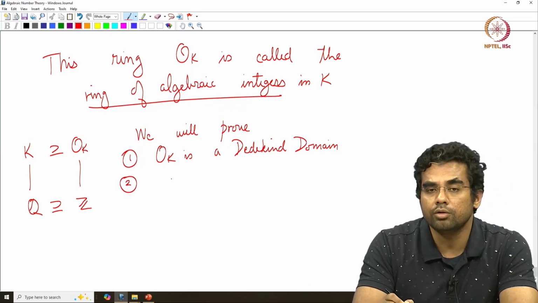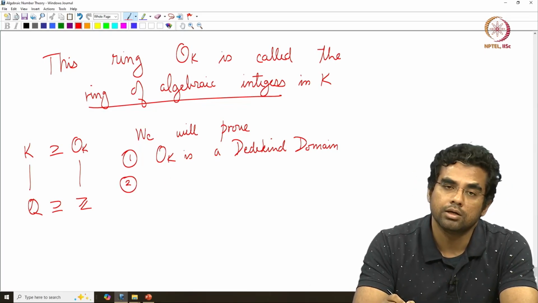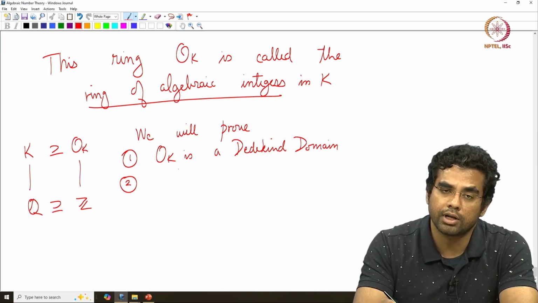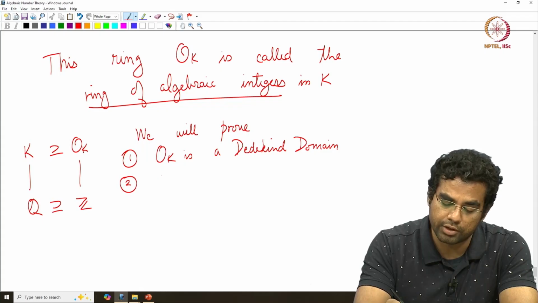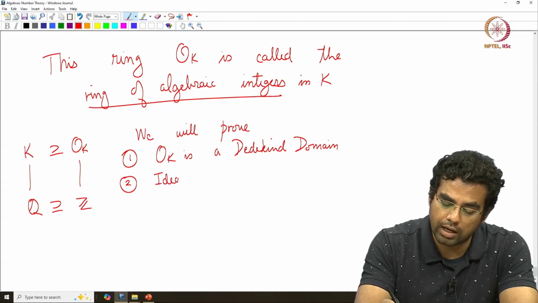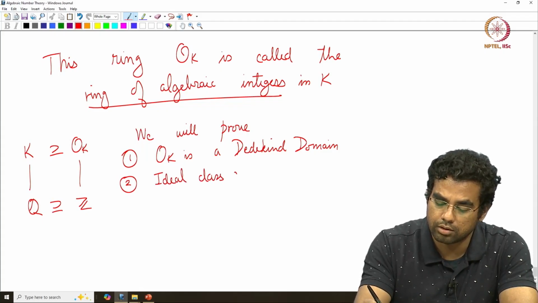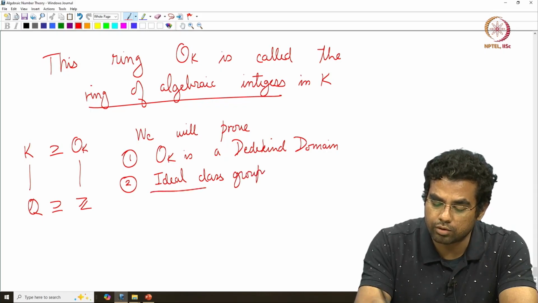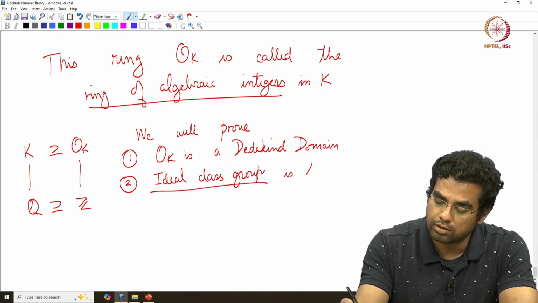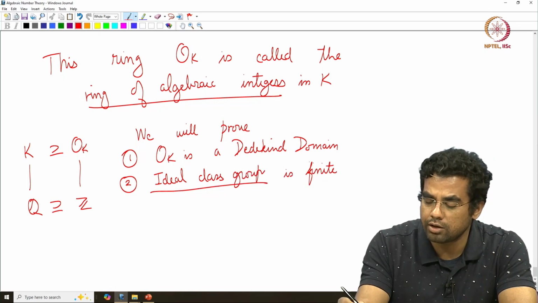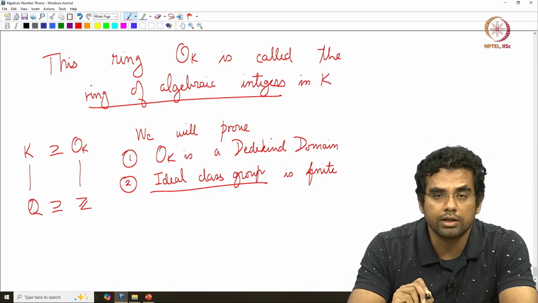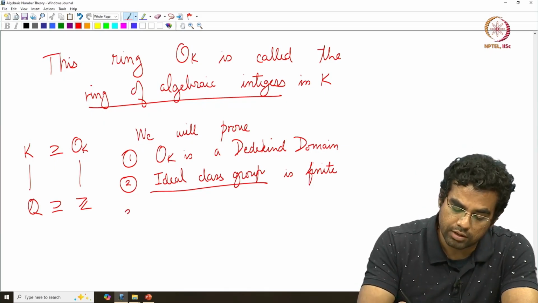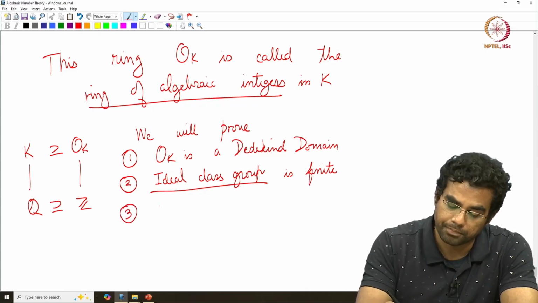Since it is a Dedekind domain, we will see that you can define ideal class groups for Dedekind domains, and for rings of integers we will show that the ideal class group is a finite group. So, in general for a Dedekind domain, the ideal class group need not be finite, but for these particular Dedekind domains, the rings of integers, we will show that they are finite.